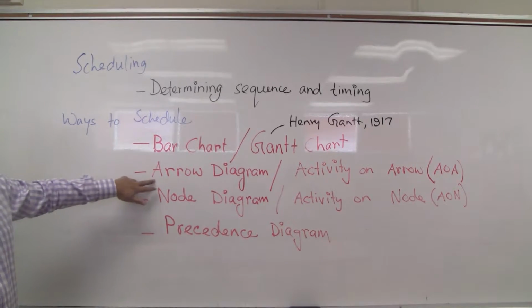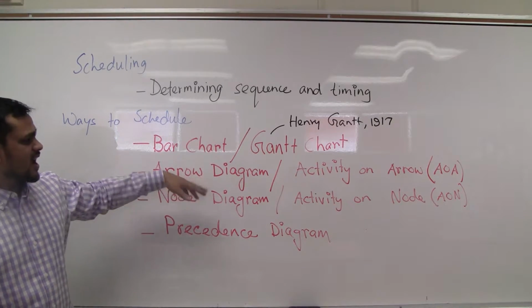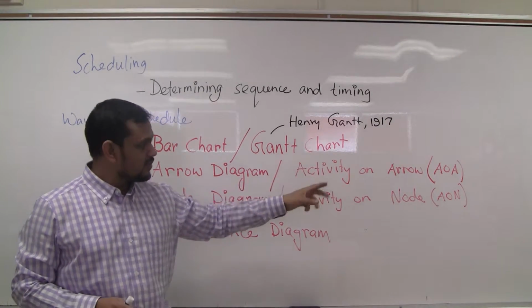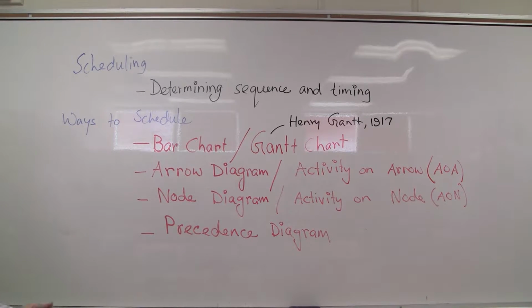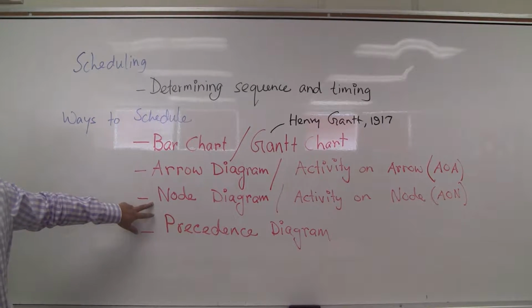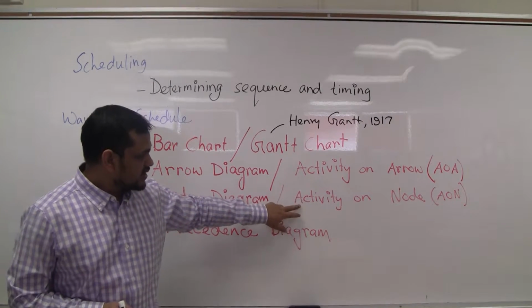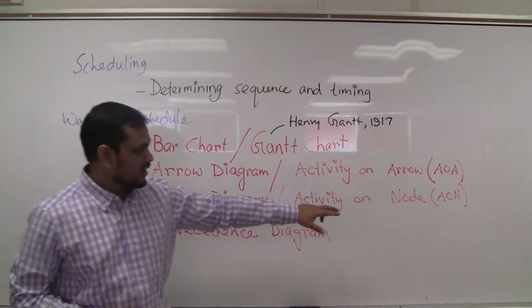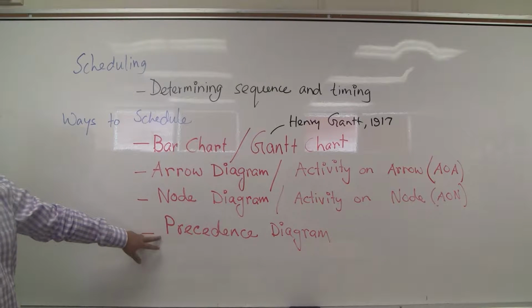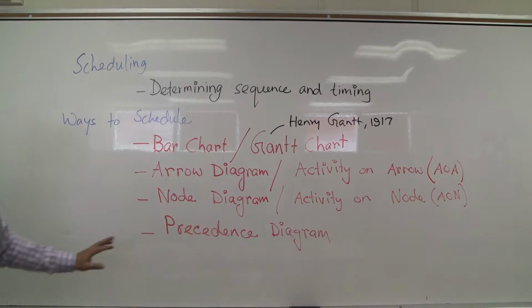Another way is arrow diagram. Another name is activity on arrow or AOA. Yes, that is the second option, arrow diagram. Third option, node diagram, or sometimes we call activity on node, AON. The last option is precedence diagram, precedence.